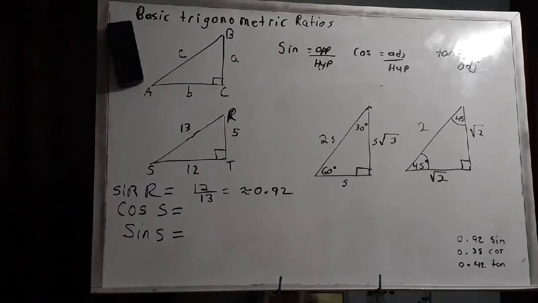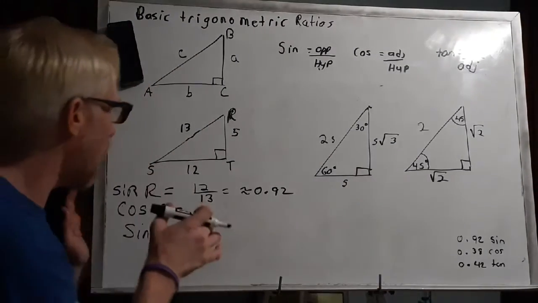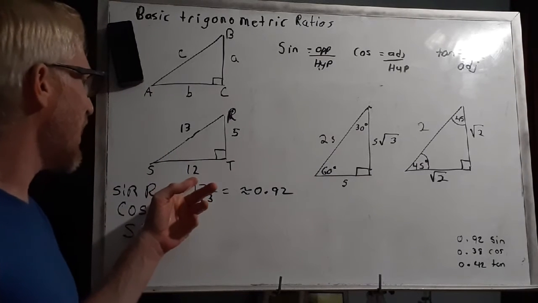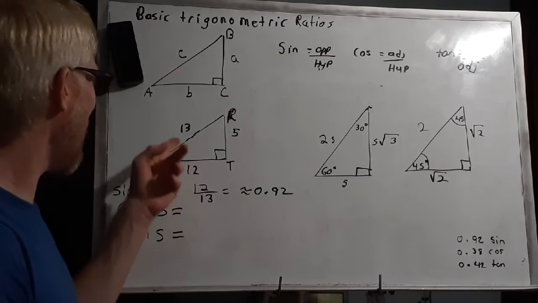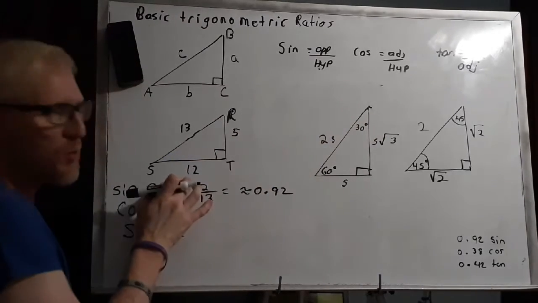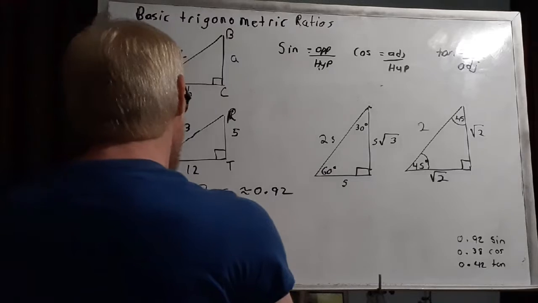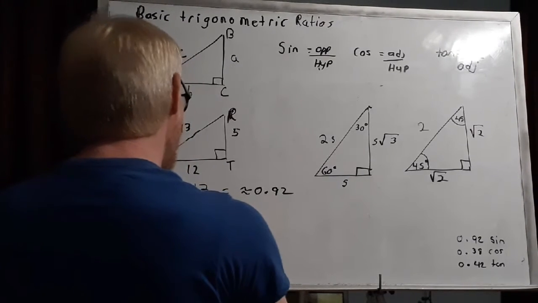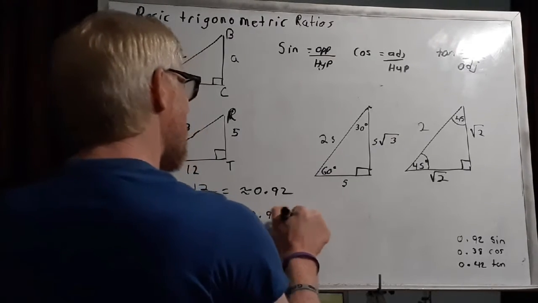Now let's look for the cosine of S. S is right here. So it would be the closest side to S over the hypotenuse. So the closest side to S is actually 12, and the hypotenuse is 13. Remember, cosine is adjacent over hypotenuse. So 12 is the adjacent because it's the closest side to S, and 13 is the hypotenuse. So interestingly enough, the sine of R and the cosine of S are both approximately 0.92.